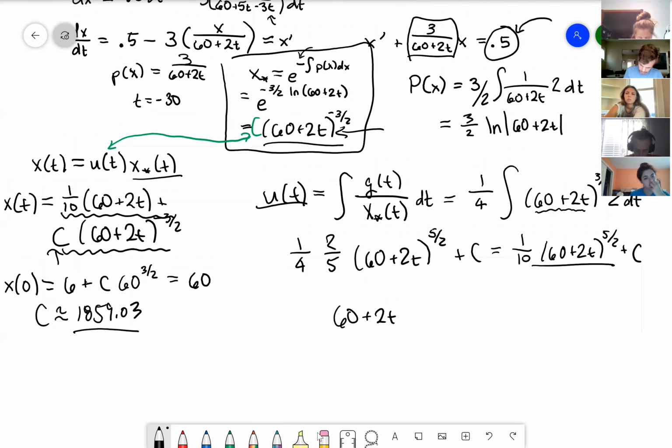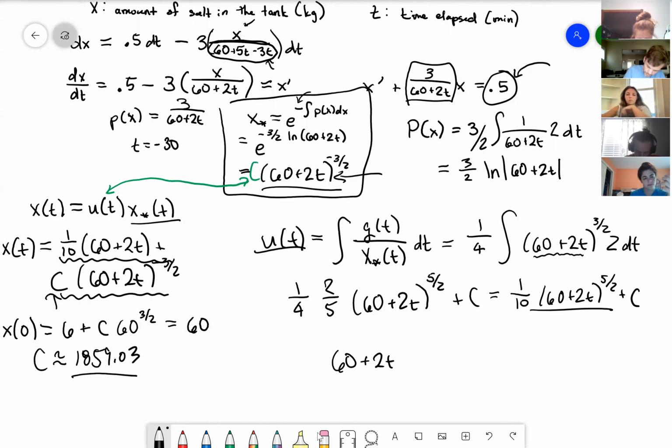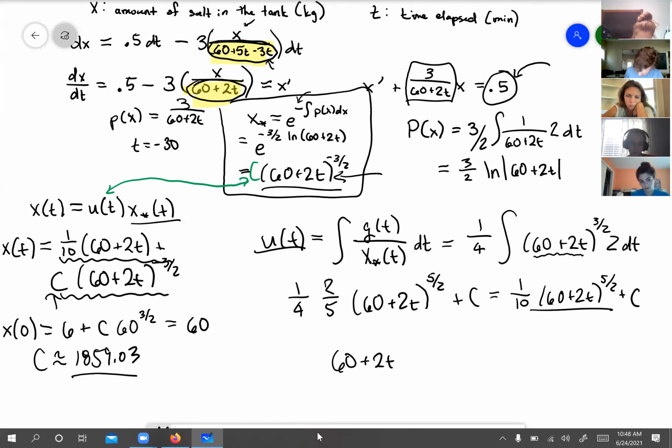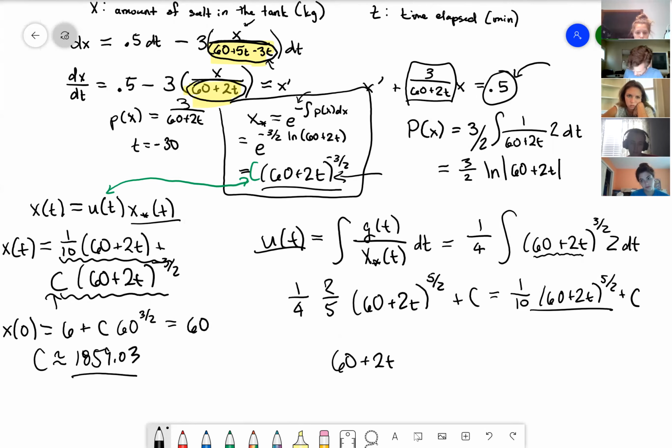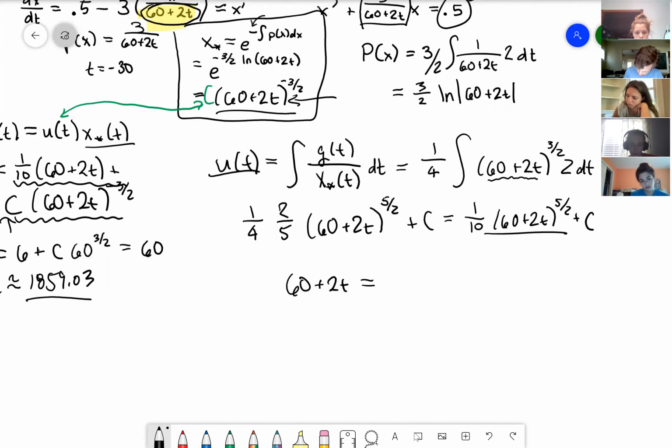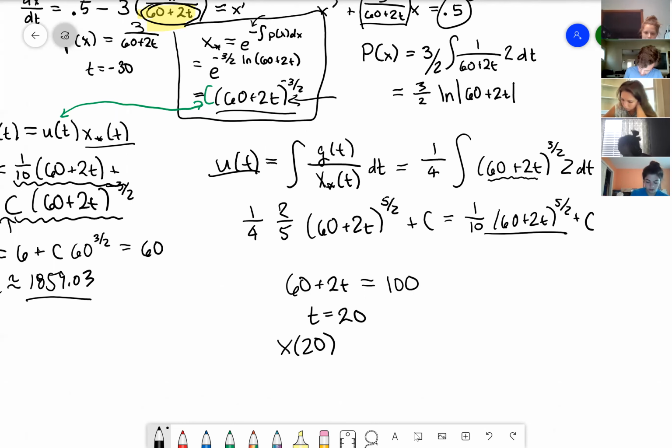Let's see, when we were looking right here, get a highlighter. Very good. That's the volume of the saline solution. So this is the volume, and we want to know when it reaches the total volume of the tank, 100. And so, of course, for this, we just get t is equal to 20. And so we plug 20 into our equation, and we get, I'll tell you what it is, 11.86, or I should say approximately.